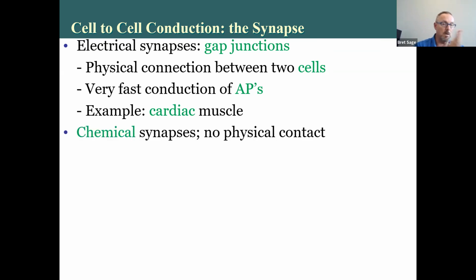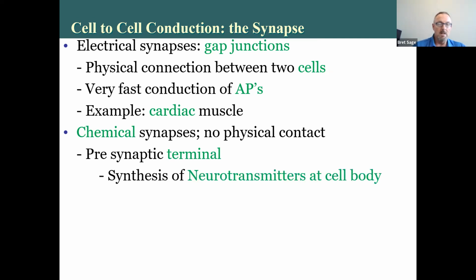Now, chemical synapses is what we're going to spend most of the rest of the lecture talking about. There is no physical contact, so there's a little bit of a gap there. And that's where the chemicals have to diffuse through. So the presynaptic terminal, what does that mean? Pre means before the gap. The terminal means that's the end of the axon where the signal that we were just talking about is going to end up. So neurotransmitters were synthesized up at the cell body and transported down to the axon terminus, right before the synapse. And they're waiting for a signal to dump their chemicals.